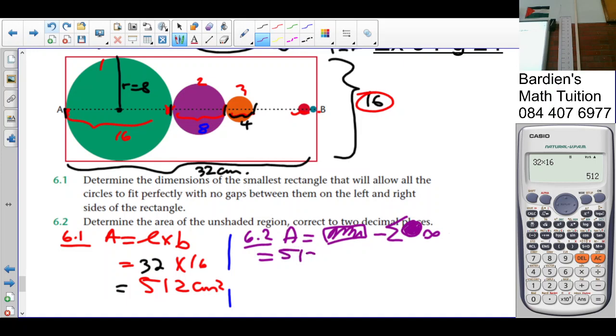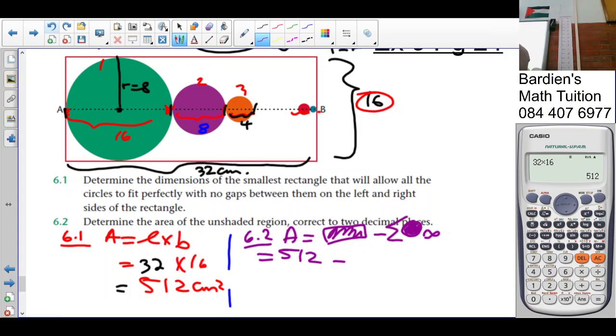Yes, 512 centimeters squared, minus. So what we need to do is calculate the sum of the area to infinity of the circles. So what we're going to do is write down a new pattern for the areas of the circles.